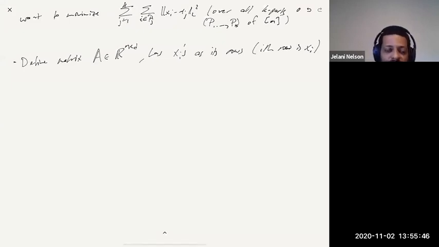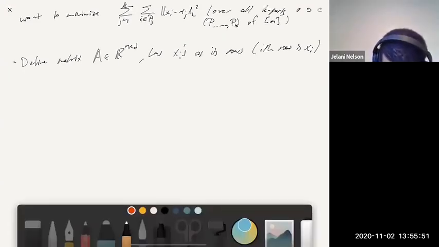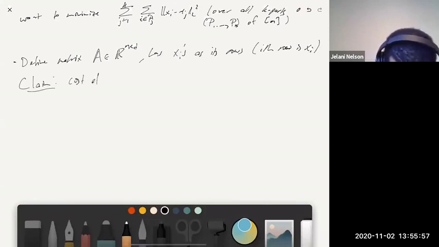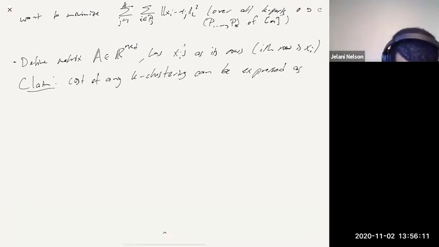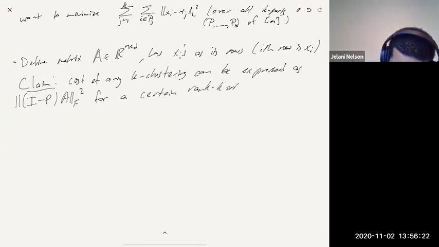Why is that? Let me give you an example. Let's say that these are the points we want to cluster. So the claim is that the cost of any k clustering can be expressed as the Frobenius norm squared of (I minus P) A for a certain rank k orthogonal projection P. So, okay, so why is that?